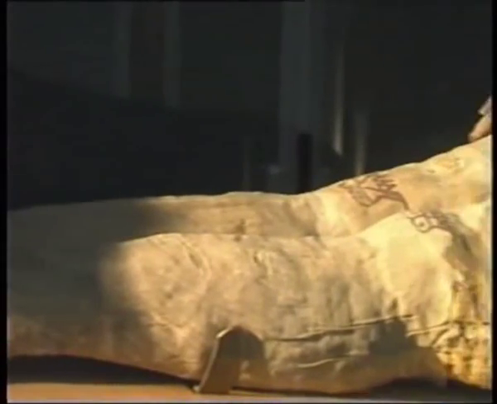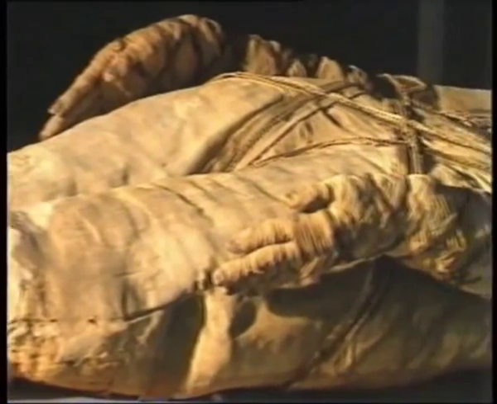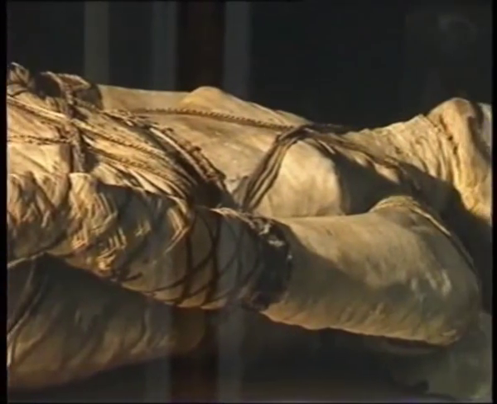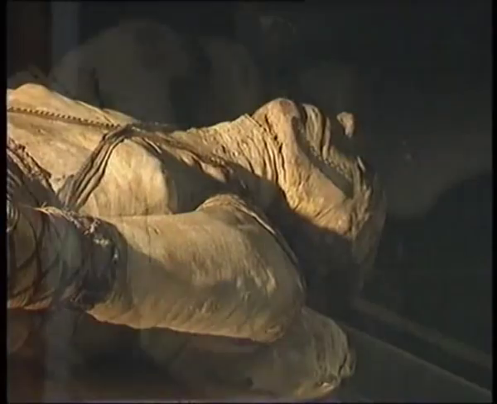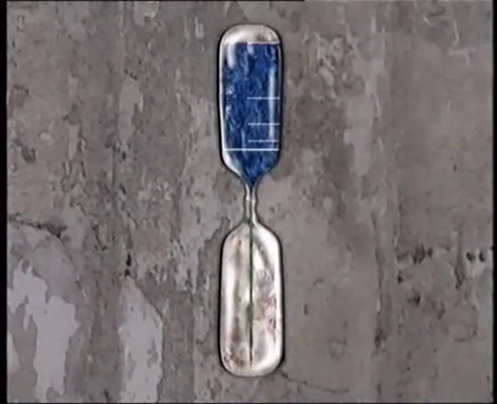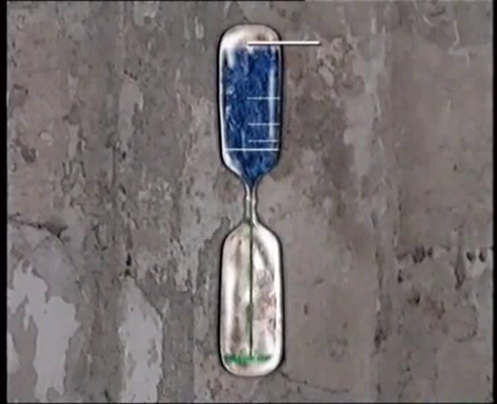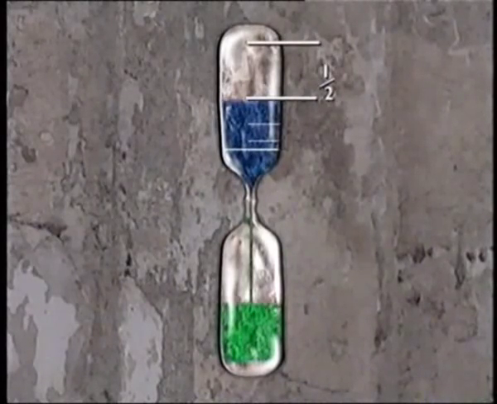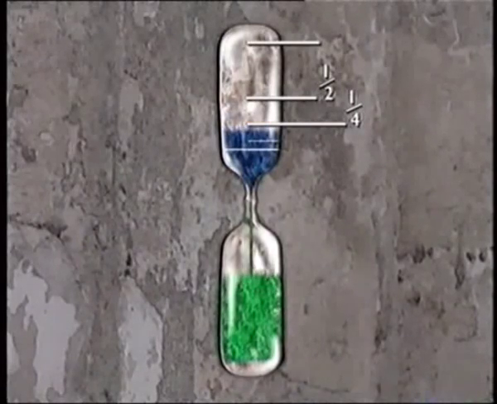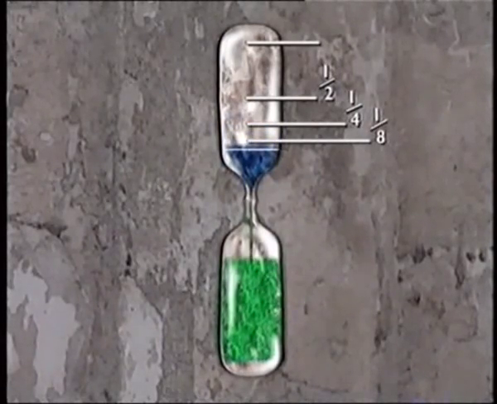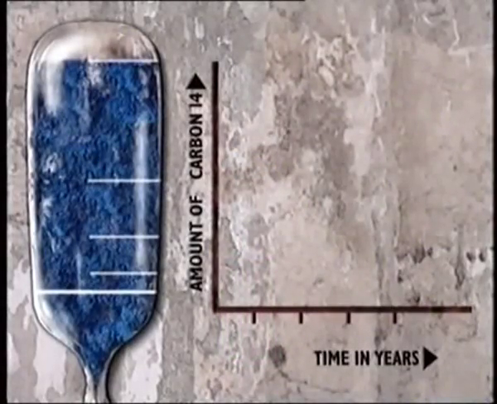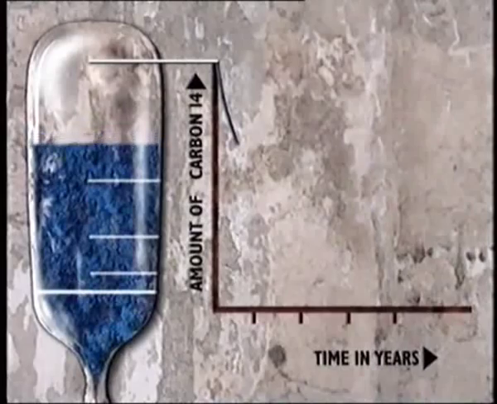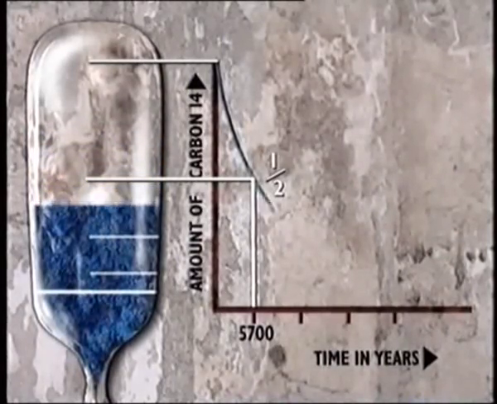The amount of carbon-14 in a dead body is less than in a living body. This is because radioactive carbon-14 is decaying and isn't being replaced. Scientists have calculated that it takes 5,700 years for carbon-14 to decay by half. This is called the half-life of carbon-14. It would take another 5,700 years for it to decay by half again, and again, and again. If we plot the half-life as a graph, with the amount of carbon-14 on the vertical axis and time on the horizontal axis, it will look like this.